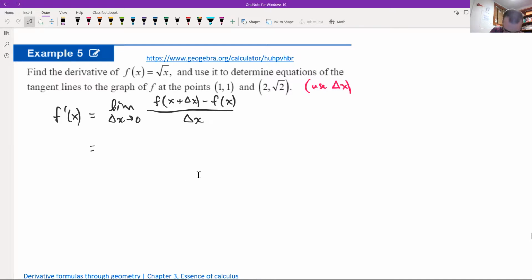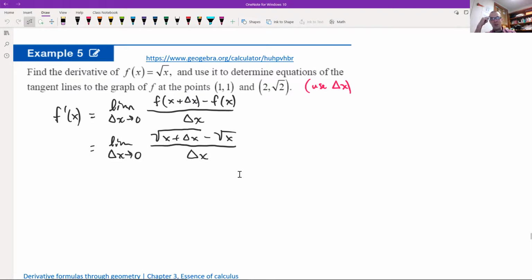We plug things in so that we have the square root of x plus delta x minus square root of x all over delta x. Again, notice that we would be in a situation where we would have 0 over 0 if we tried to plug in 0 for delta x at this point.